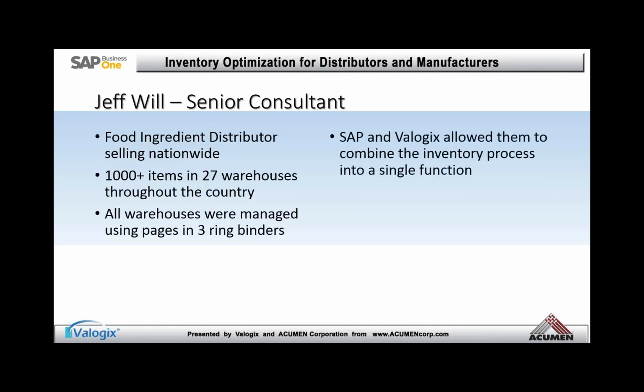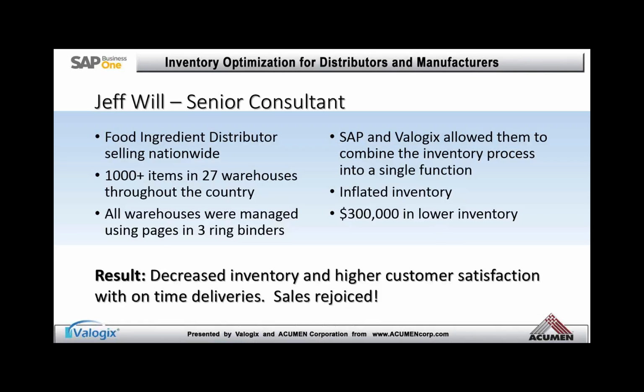SAP and Velogix allowed us to combine all inventory processes into a single function. The days of inflated inventory to keep the customers happy were reduced dramatically. In fact, we were able to reduce our inventory over $300,000. The result was Velogix decreased inventory and gave us higher customer satisfaction with on-time deliveries. And our sales folks loved it.